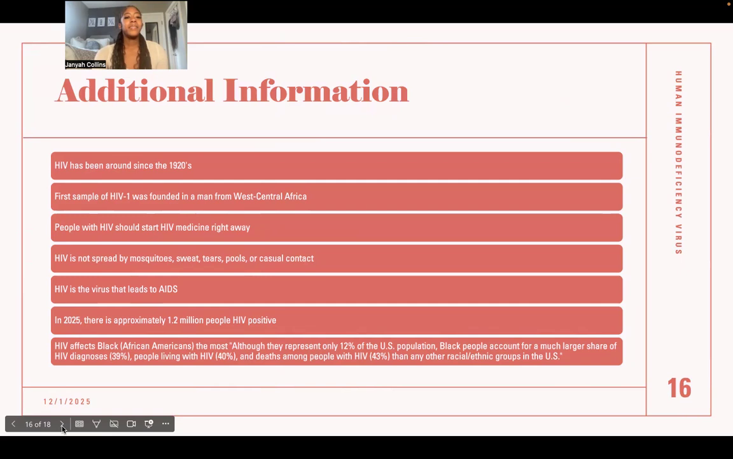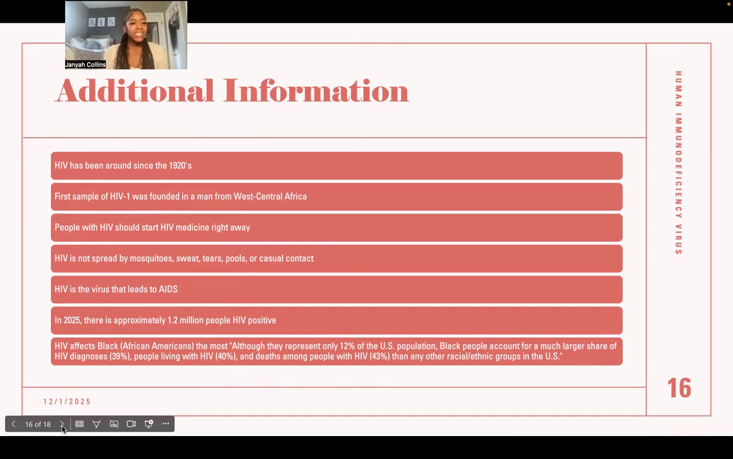So I do have some additional information here. HIV has been around since the 1920s. The first sample of HIV-1 was found in a man in West Central Africa. People with HIV should start taking HIV medicine right away, just so that it won't progress onto AIDS, because AIDS is very detrimental to the body and is very deadly. People have died from this disease.